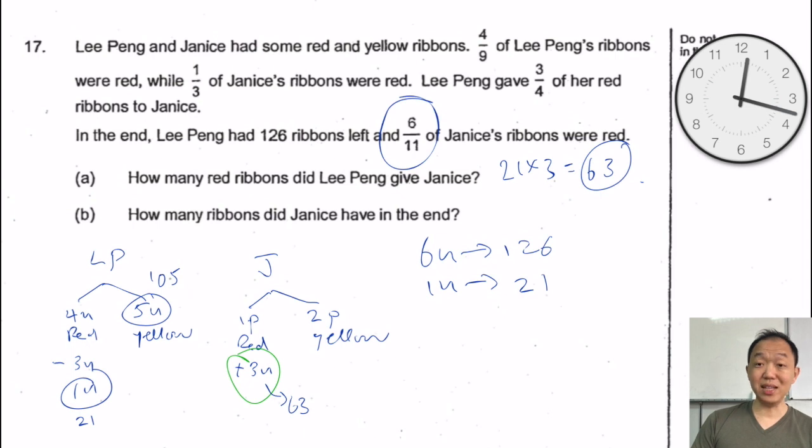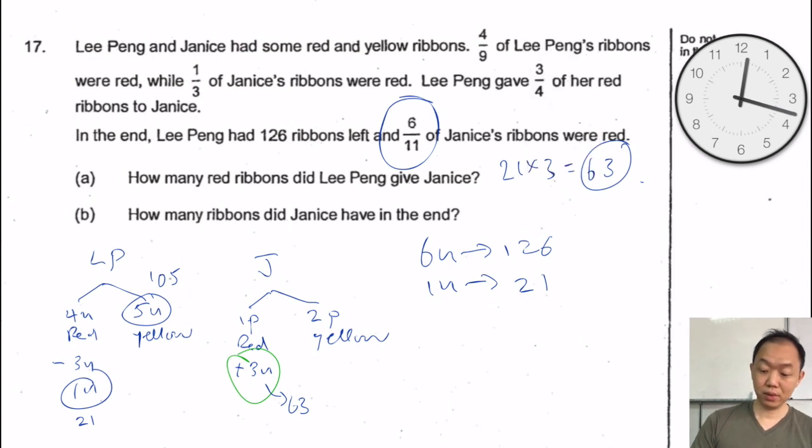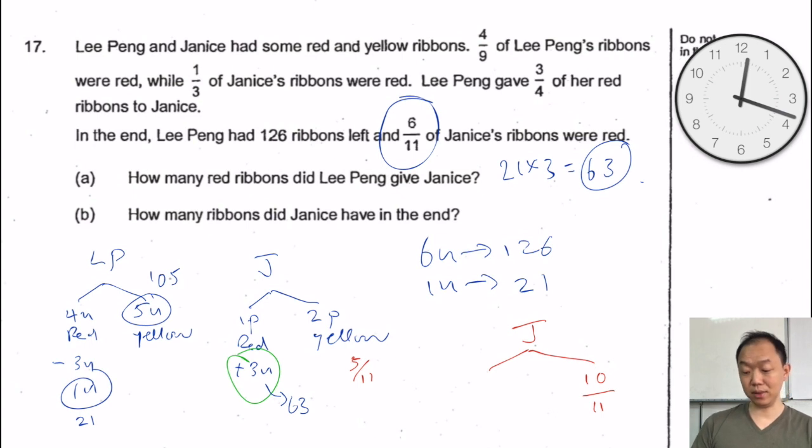So the number of yellow for Janice doesn't change. So I'm going to use another color. Use red. This is 5 out of 11. Okay, so that two parts has to become 5 out of 11. Now how do you make that two parts become 5 out of 11? You can find a common multiple, which in this case, I'm going to use 10. So I'm going to rewrite everything. Let's say here is 10 out of 11. No, it's not 10 out of 11, it's 10 out of 22. Okay, this 5 out of 11 is times 2.